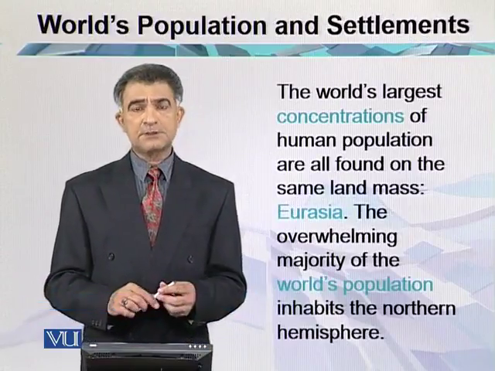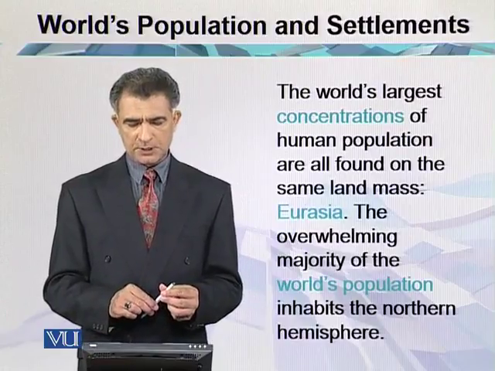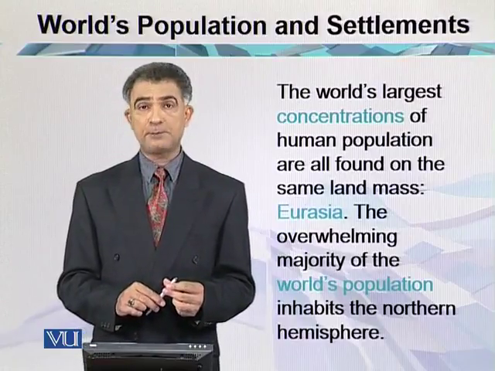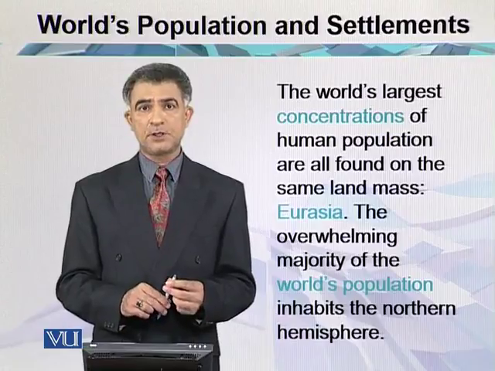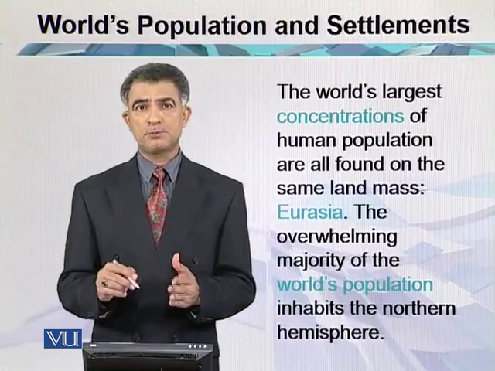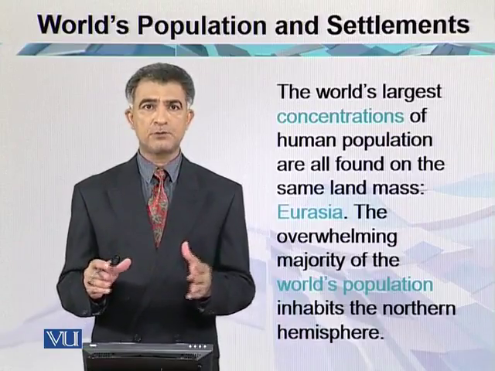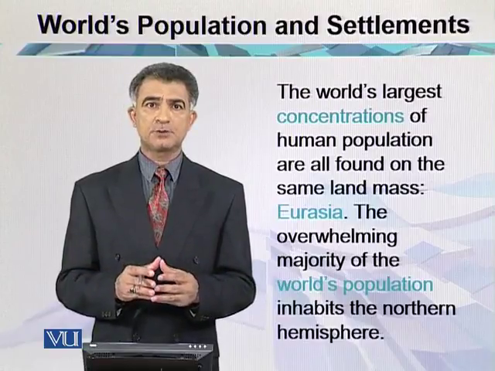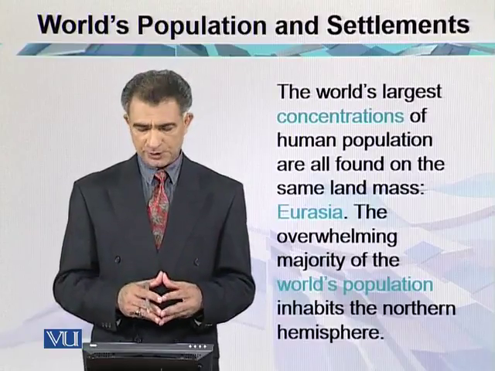The world's largest concentration of the human population is found on the same land mass, which is Eurasia. यूरेशिया से मुराद है यूरोप और एशिया, दोनों कॉन्टिनेंट जो हैं वो एक ही लैंड मास के ऊपर हैं. सो दैट्स वाई वी कॉल इट द यूरेशिया.